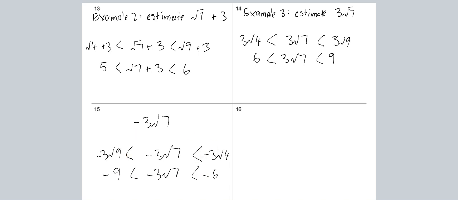Whereas if I hadn't flipped these over, you'd have negative 6 here and negative 9 here, and that doesn't make sense, because negative 6 is not smaller than negative 9. Okay, I hope that makes sense to you. If it doesn't, I'm happy to follow up. That's enough to get you going with the estimating surds part.